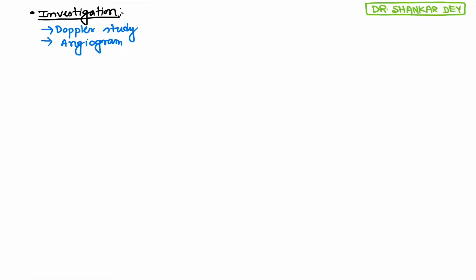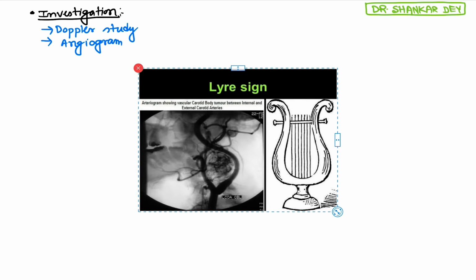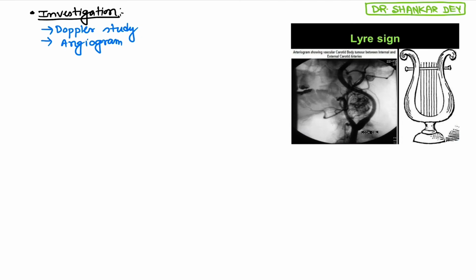I will show you an image of angiogram. This is the angiogram picture. Here, as you can see, angiogram is showing tumor blush. You can see the tumor blush sign in this region. The tumor is arising in between the internal and external carotid artery. Tumor is showing tumor blush sign, and there is widening of the internal and external carotid artery.